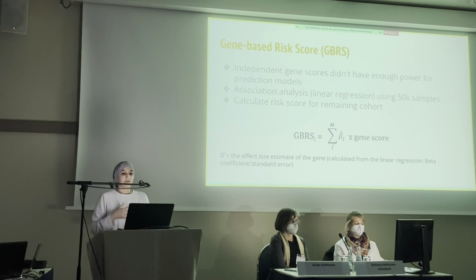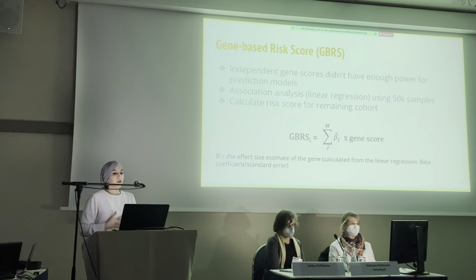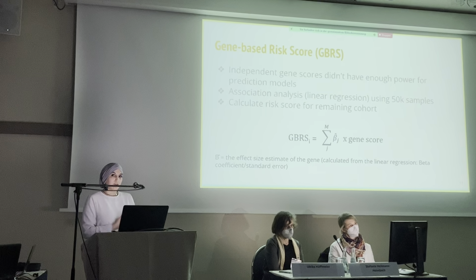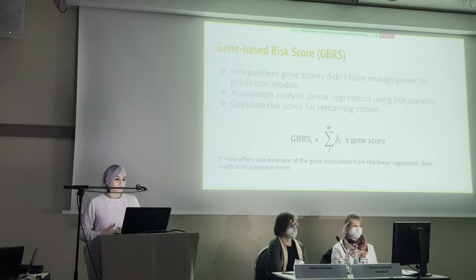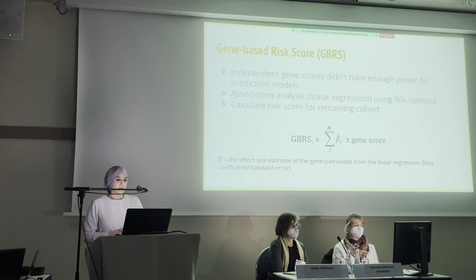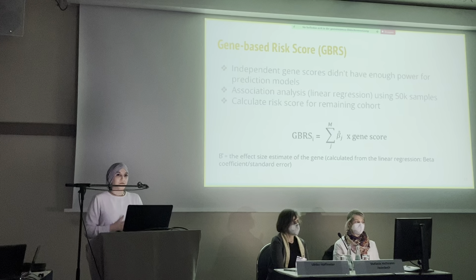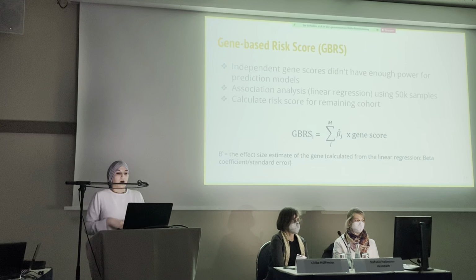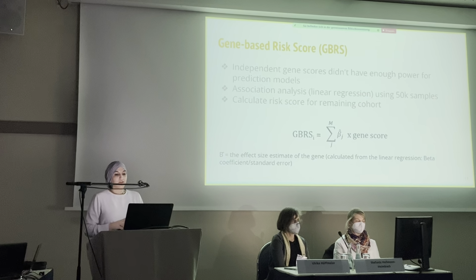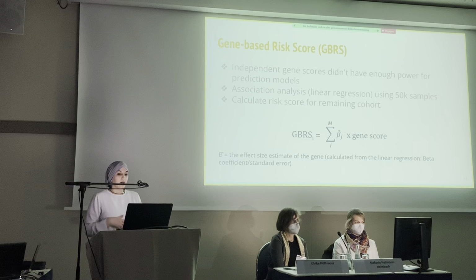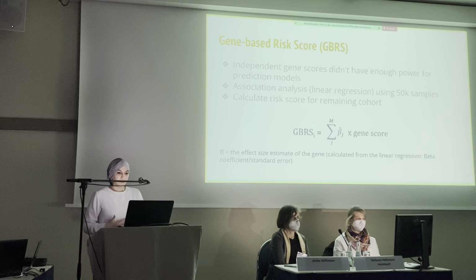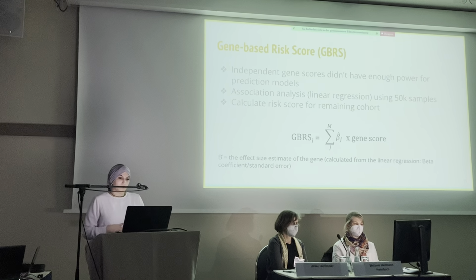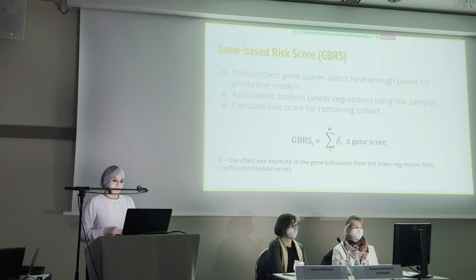So the gene-based scores independently don't have enough power to be used as features in the prediction models. So what we did is something similar to a polygenic risk score, creating a gene-based risk score. We took 50,000 samples from our main cohort and did association analysis on it. Using the statistics from this analysis, we created an effect size by using the beta coefficient divided by the standard error, multiplied that by the gene score, and added all these effects together to create the gene-based risk score.